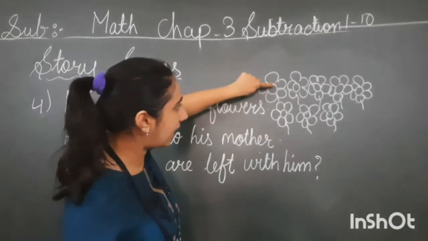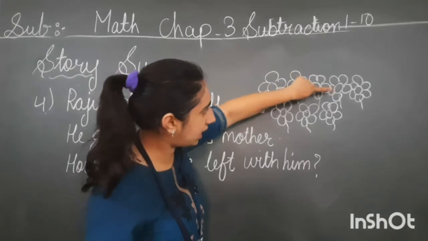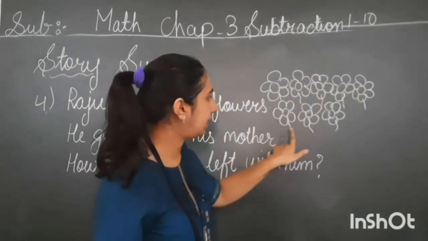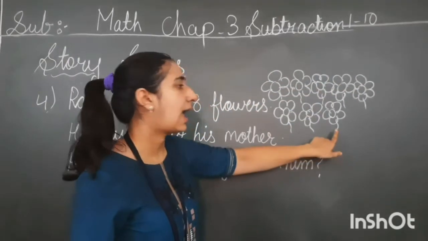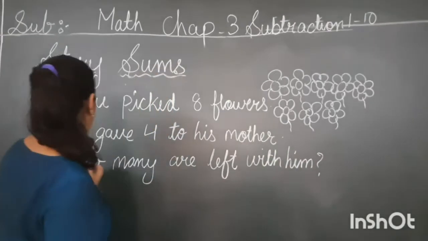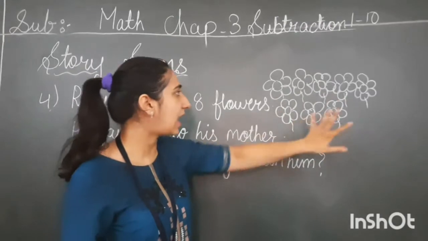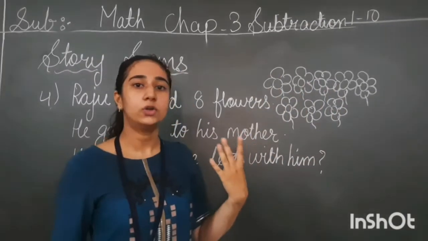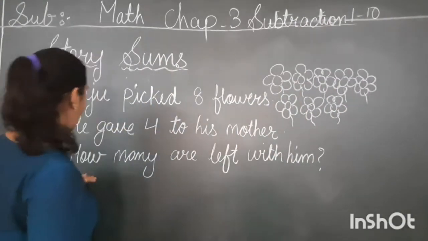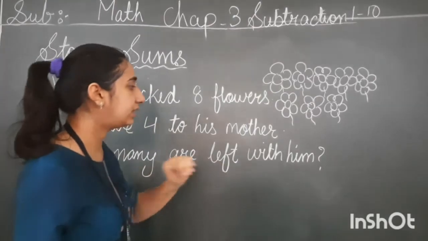Count 1, 2, 3, 4, 5, 6, 7 and 8. He gave 4 to his mother. Among those 8 flowers, he gave 4 to his mother. How many are left with him?